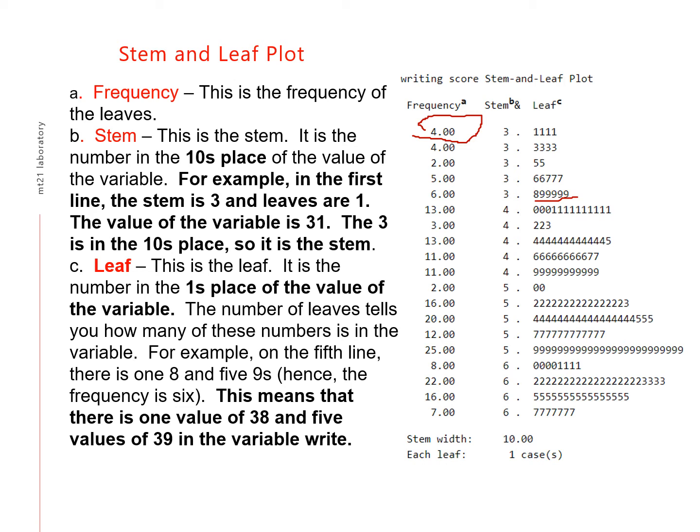On the other hand, kindly go to the fifth stem. Here you can see that there's only 1 eight and the rest is 9. So it will actually give you the idea that there's only one respondent who got the score of 38, and the rest is already 9. That is why, guys, the frequency here is 6. So that is how you can actually interpret, guys, the stem and leaf plot model.